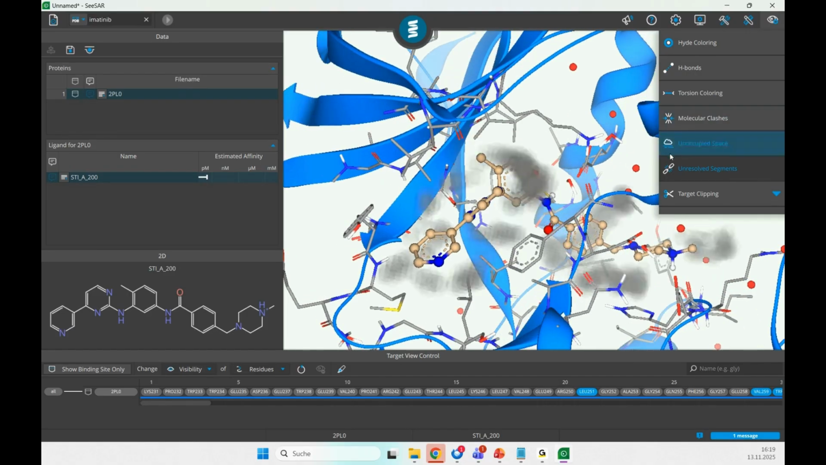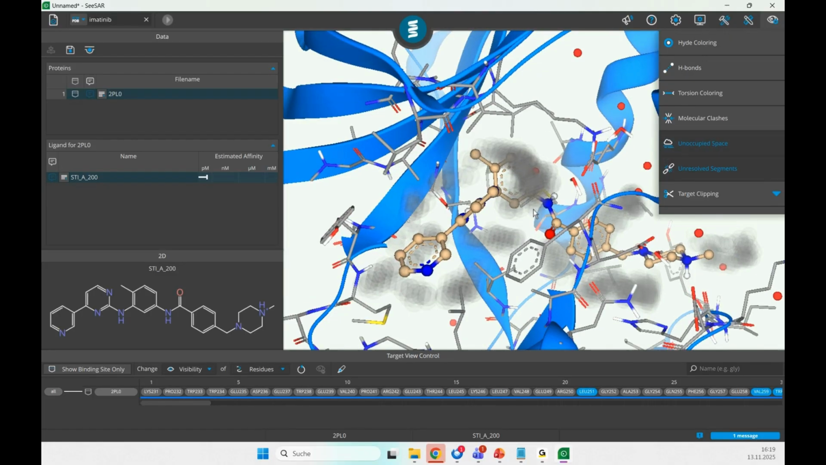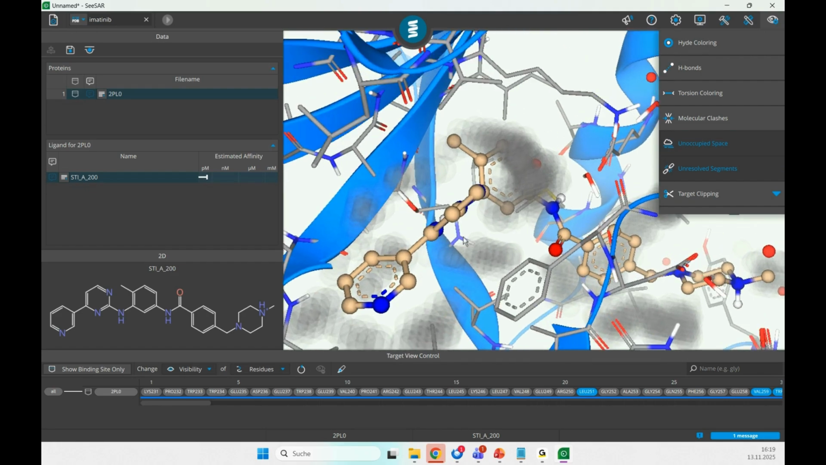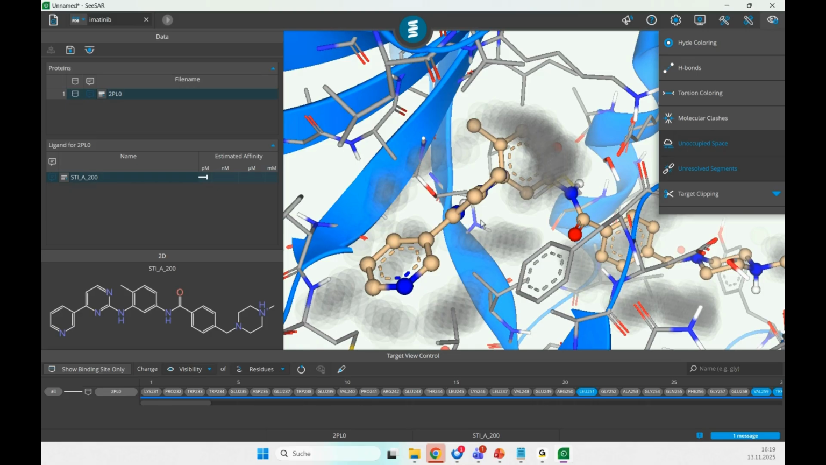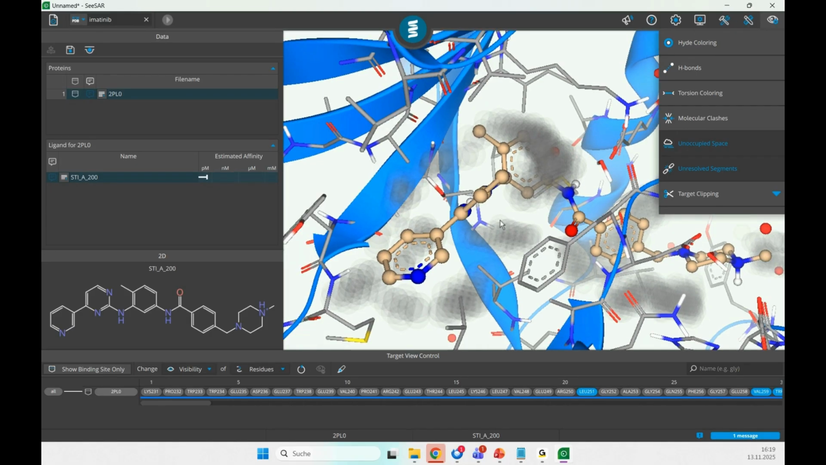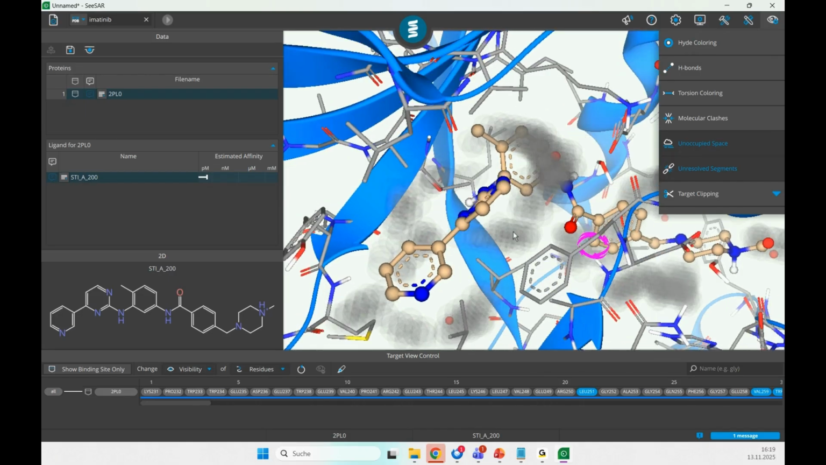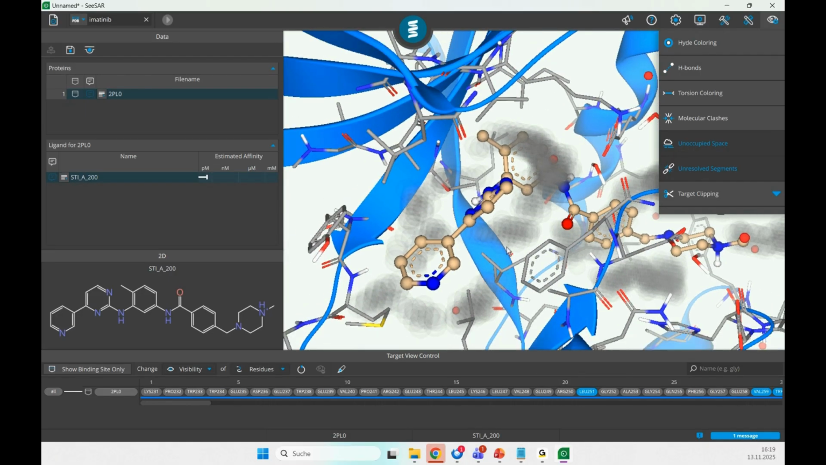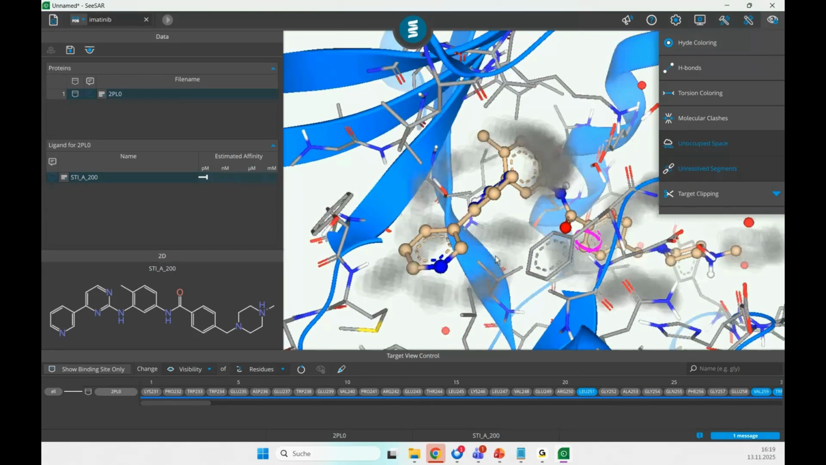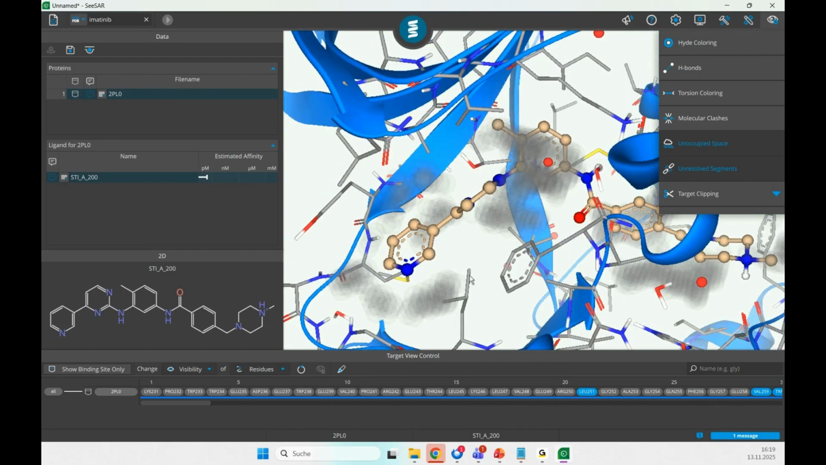We can also turn on unoccupied spaces. So the difference between both is like this. To give you an idea, each particular sphere is exactly the place where one fluorine atom would have place. So this is really very helpful if you would like to evaluate if adding a particular methyl group or another functionality somewhere has enough space before doing so, or at least to gather ideas of where you can extend your compound towards.